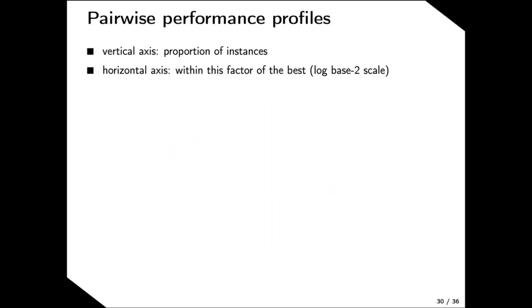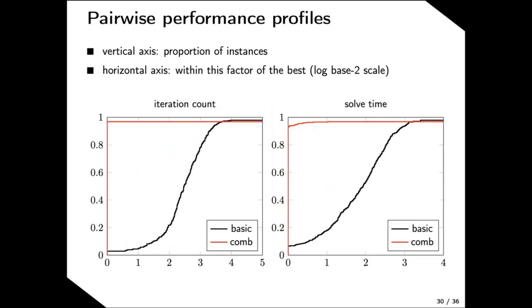Okay, so some pairwise performance profiles. Recall that to read a performance profile, the vertical axis is the proportion of instances, and the horizontal axis tells us that a particular solver was within this factor of the best, on a log base 2 scale, on that proportion of instances. On the left, we have the iteration counts for basic versus combined, and we see that they always improve. Typically the improvement is between a factor 4, 2 to the power 2, and a factor 8. On the right, for solve times, we almost always see improvements, and the median improvement is around factor 4.